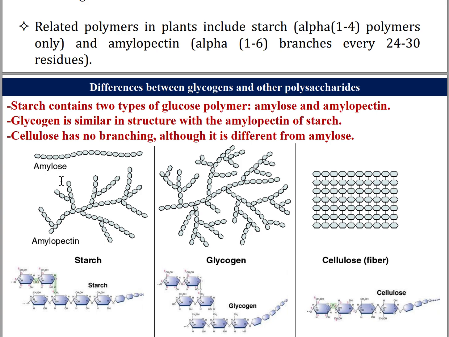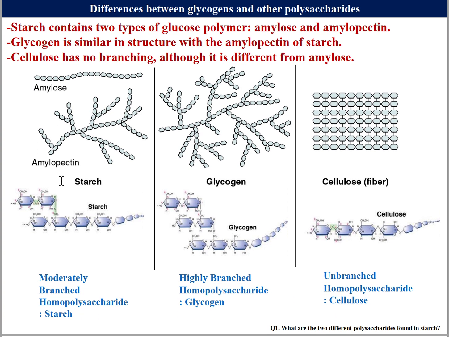Starch contains two types of glucose polymer. One is amylose, another is amylopectin, and glycogen is similar in structure to the amylopectin of starch, and cellulose has no branching, although it is different from amylose. So starch is moderately branched, but glycogen is highly branched and cellulose is not branched.